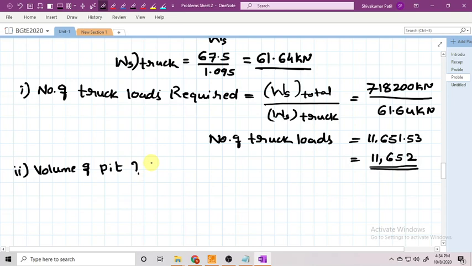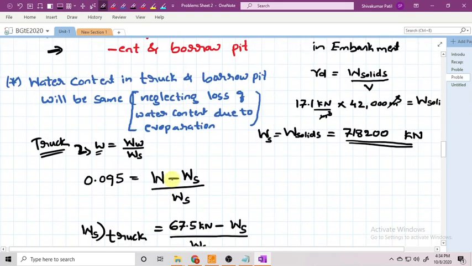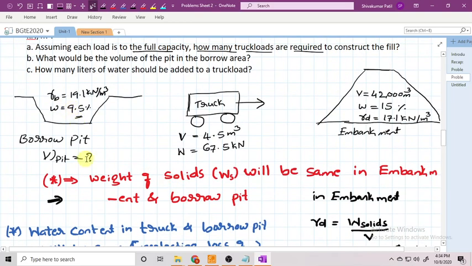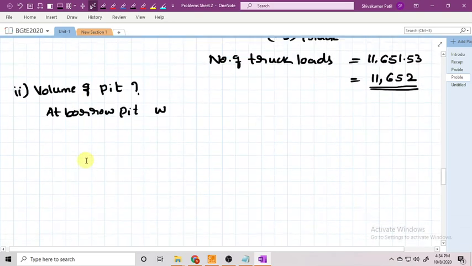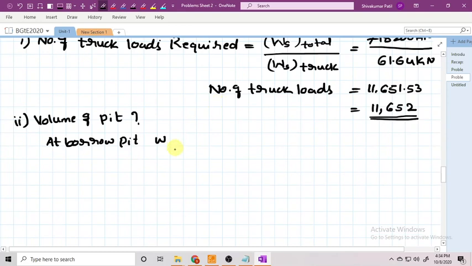At the borrow pit, what are the quantities you know? I know the water content. What is the water content at the borrow pit? 9.5%. And also I know the weight of solids.